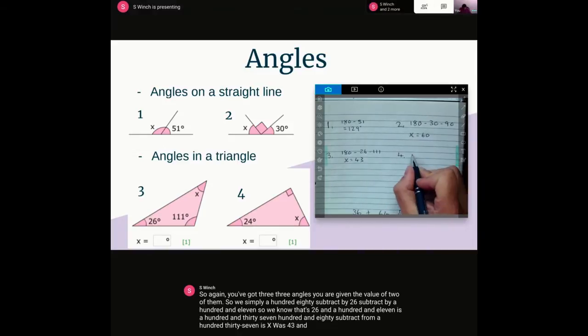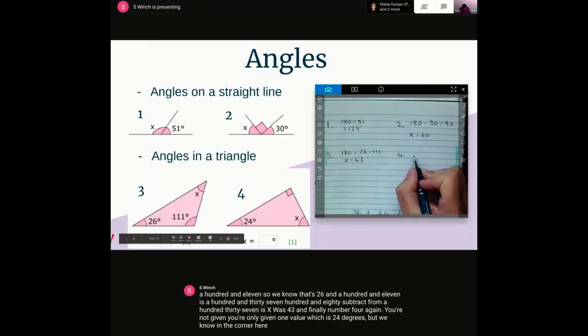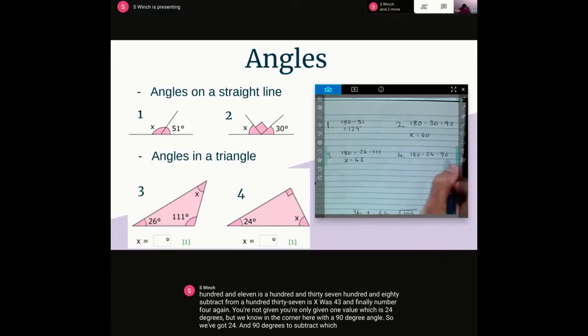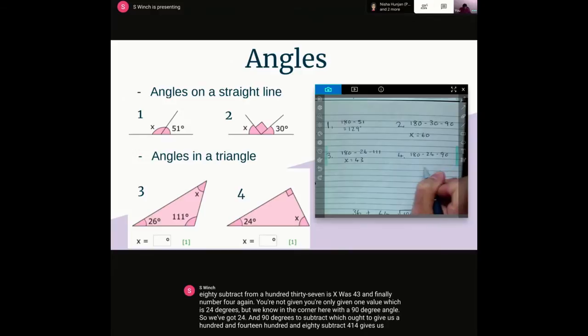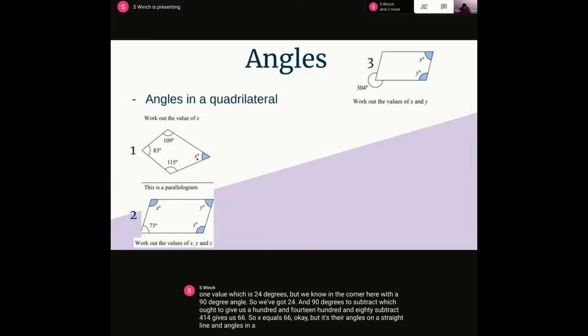And finally, number 4, again, you're only given one value, which is 24 degrees, but we know in the corner here we've got a 90-degree angle. So we've got 24 and 90 degrees to subtract, which altogether is 114. 180 subtract 114 gives us 66. So x equals 66. Okay, brilliant. So they're angles on a straight line and angles in a triangle.